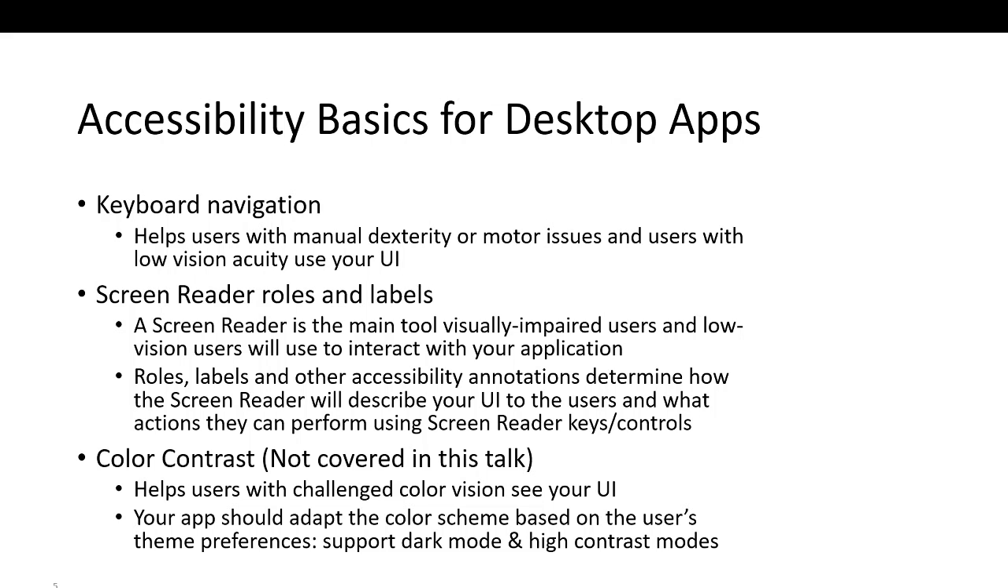At a minimum, your app should adapt to the color scheme set in the user's OS theme preferences. So your app should support dark mode, and even more important, it should support high contrast modes. We're not going to cover this in this talk. There's ample documentation out there, and there are tools for comparing the contrast between two colors.